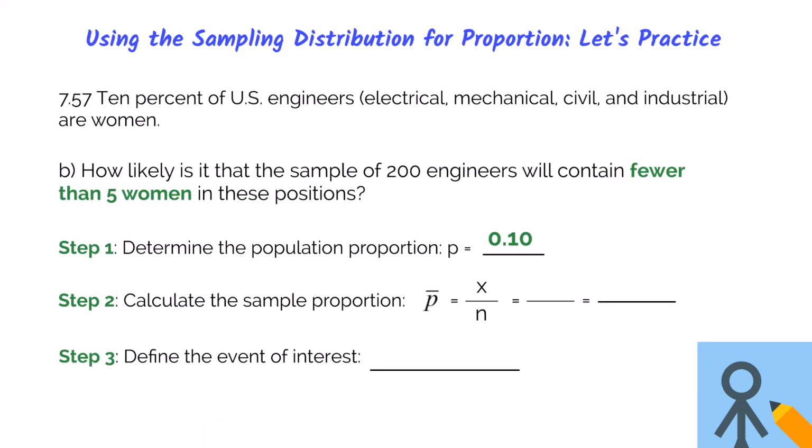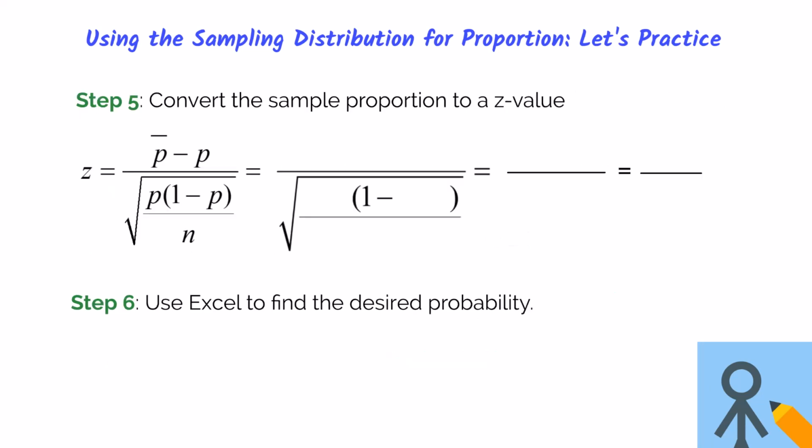Now in part B, how likely is it that the sample of 200 engineers will contain fewer than 5 women? In this problem, the population proportion of 0.10 and the sample size has not changed, but now we're interested in fewer than 5 women. In step 2, we will calculate the sample proportion again. So we will take the 5, since we're now interested in fewer than 5 women, and divide by 200, and we get 0.025. We can now define the event of interest as P of the sample proportion is less than or equal to 0.025.